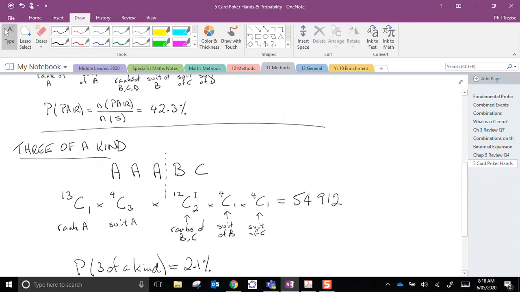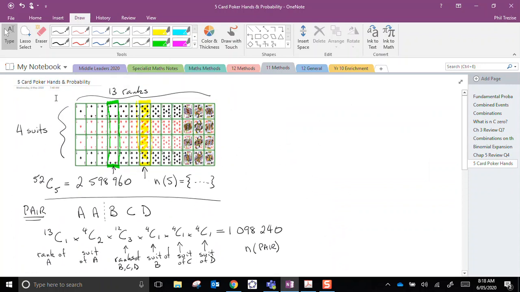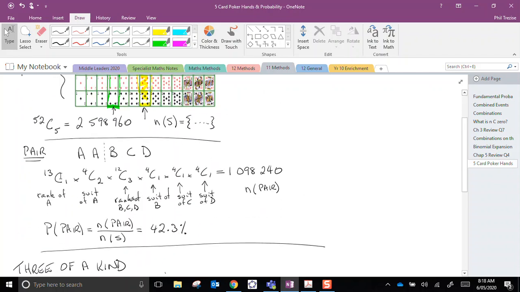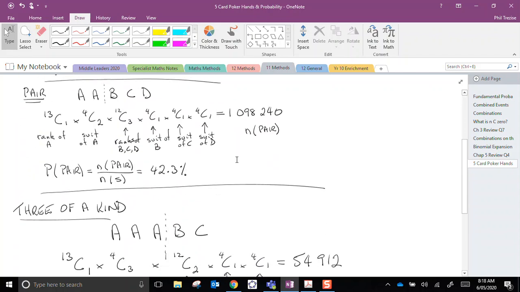All right, this video is long enough for now, and that's a very short intro to finding the probabilities of different poker hands. Like I said, we've only done a couple of different ones, not exhausted, but it's an introduction only.